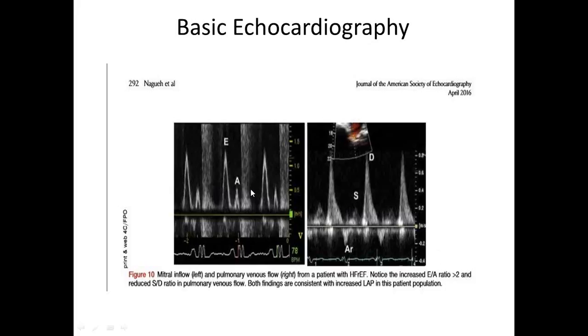Remember the difference between pseudo-normal and restrictive physiology. In restrictive physiology, your E to A ratio is going to be greater than 2. For pseudo-normal, your E is going to be greater than the A, but the ratio is less than 2. But it also suggests elevated filling pressures. Restrictive physiology is worse in your diastolic dysfunction scheme than pseudo-normal.